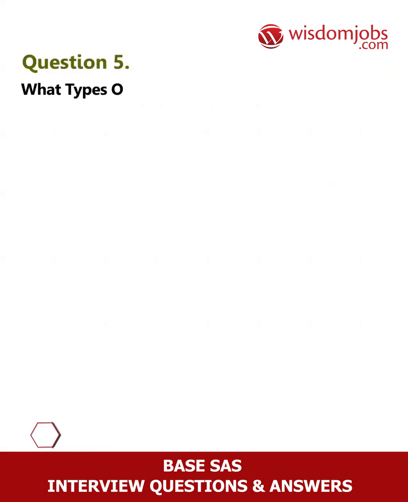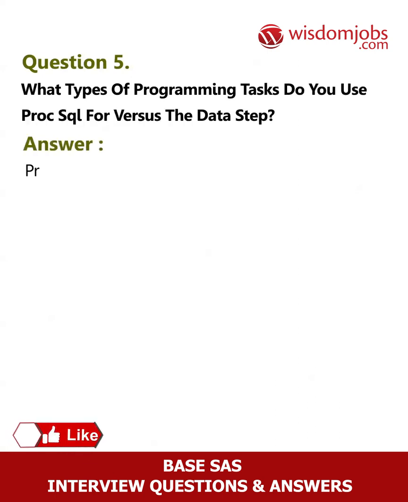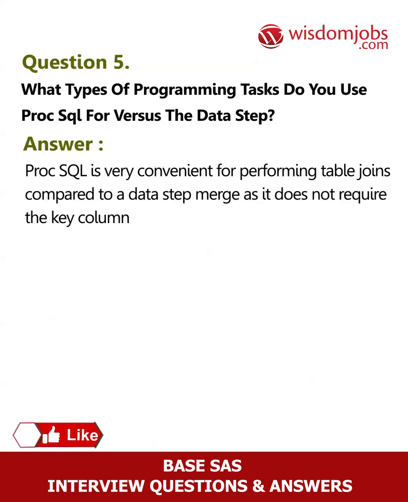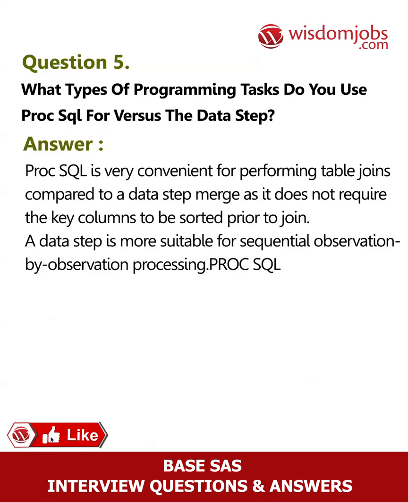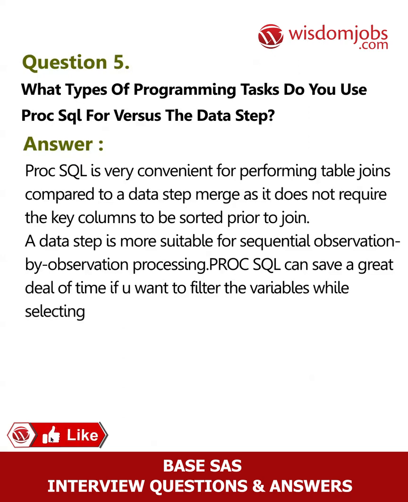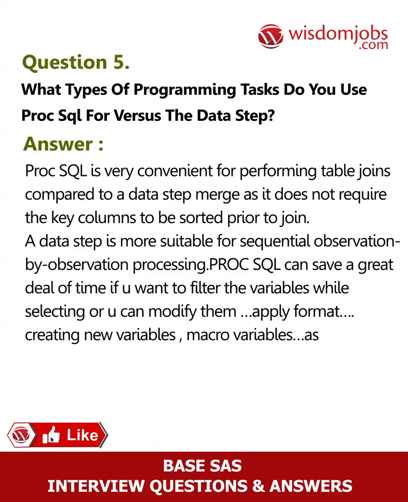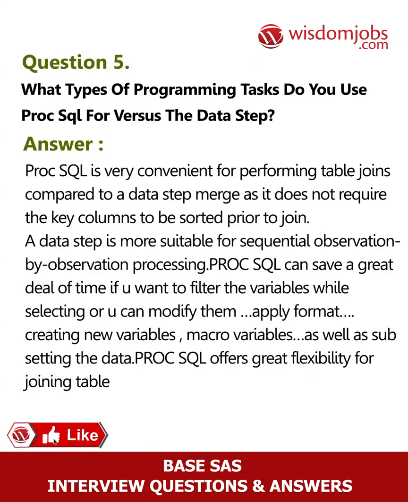Question 5. What types of programming tasks do you use Proc SQL for versus the data step? Answer. Proc SQL is very convenient for performing table joins compared to a data step merge, as it does not require the key columns to be sorted prior to join. A data step is more suitable for sequential observation by observation processing. Proc SQL can save a great deal of time if you want to filter the variables while selecting, or you can modify them, apply formats, create new variables, macro variables, as well as subset the data. Proc SQL offers great flexibility for joining tables.